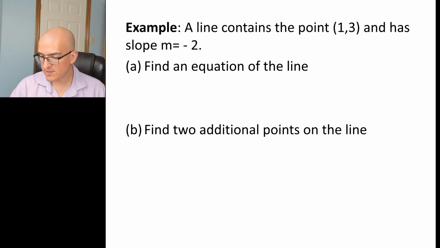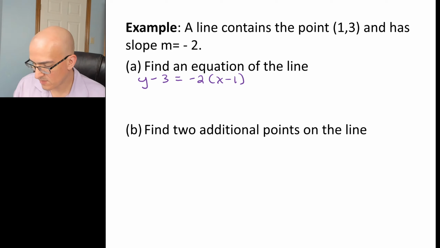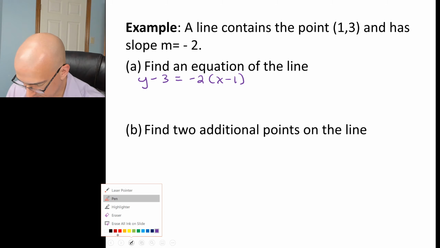The line contains the point 1, 3 and has a slope m equals negative 2. Find an equation of the line. So I'm going to use that formula right away. y minus 3 is equal to negative 2 times x minus 1. That's a good enough answer, so that's fine.